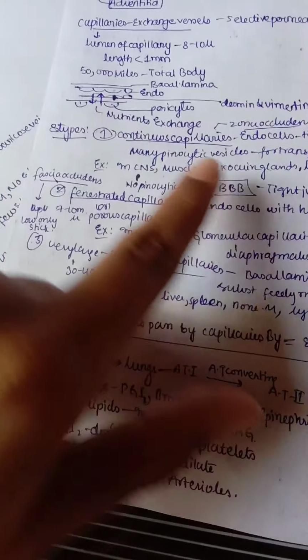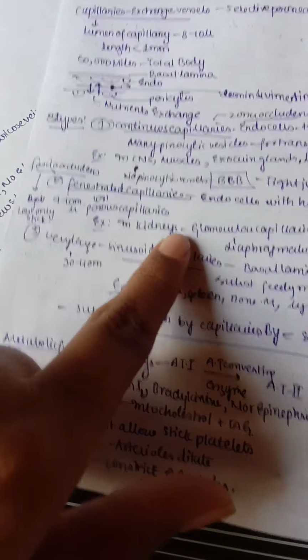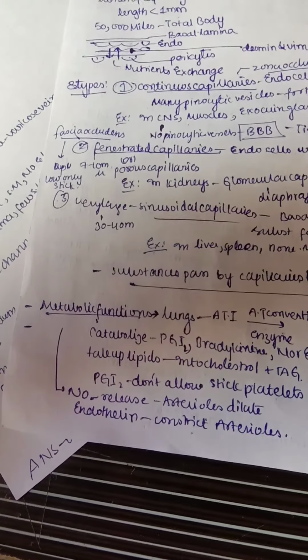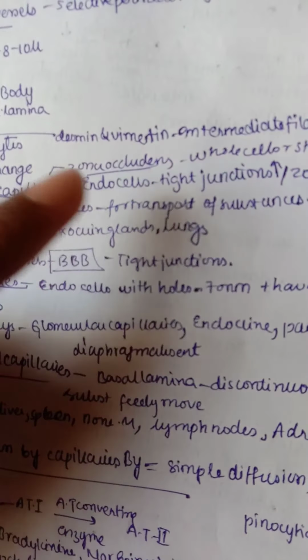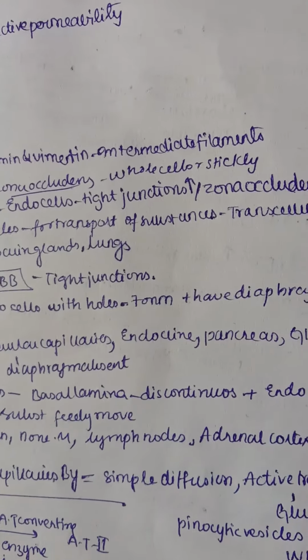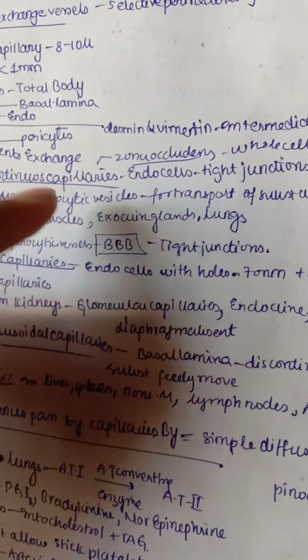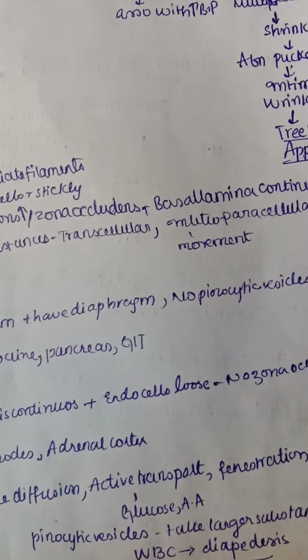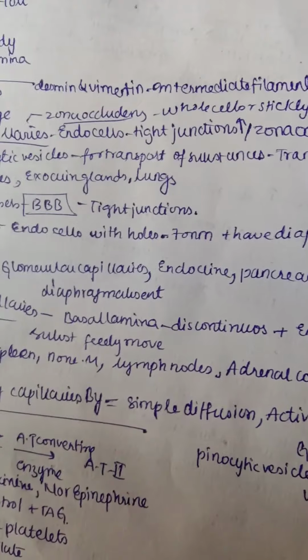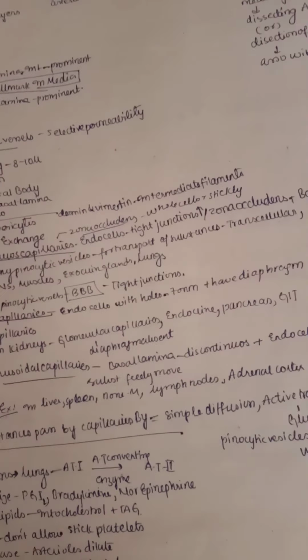So the nutrients get exchanged through this. There are three types of capillaries mainly: continuous capillaries, fenestrated capillaries, and sinusoidal capillaries. So first let us see continuous capillaries. They have the zona occludens, where the cells are stuck with each other, and their endothelial cells have tight junctions, that is zona occludens, and also the basal lamina is continuous. And there are many pinocytic vesicles for the transport of substances.